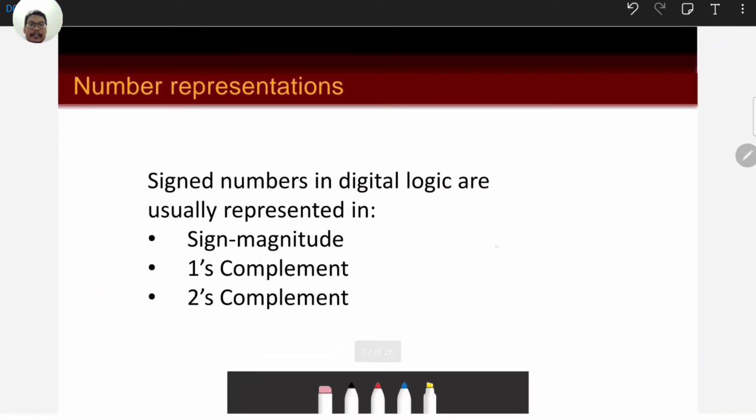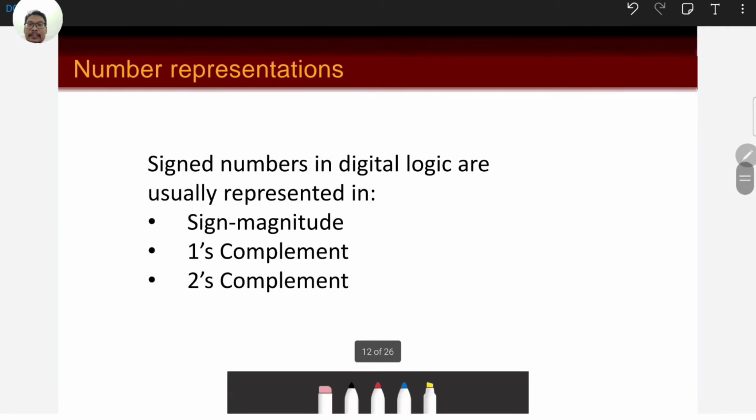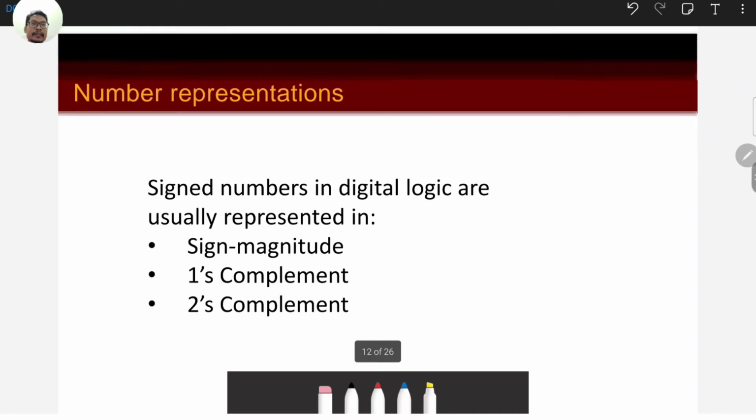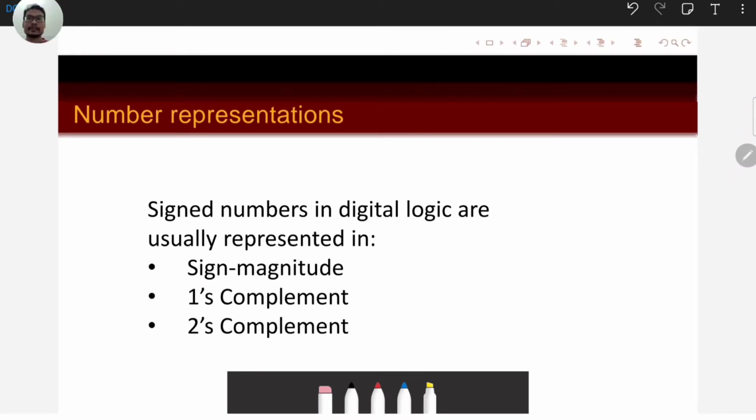So that's it for this part of the video. In the next part, we'll look at the signed numbers, how to represent negative numbers in binary format. So let's proceed with the signed numbers in digital logic.